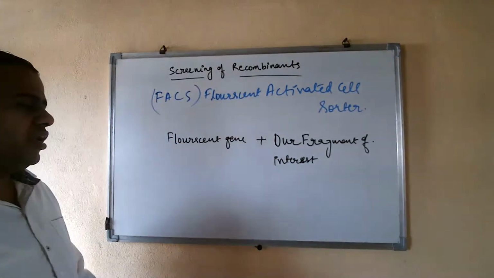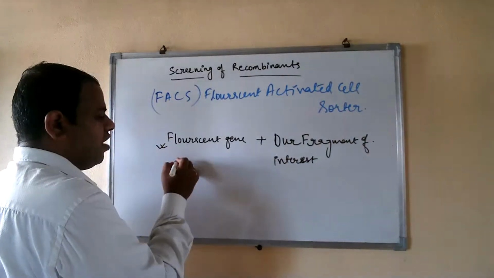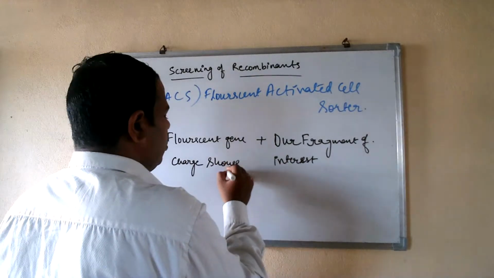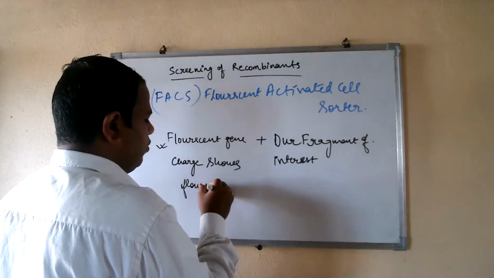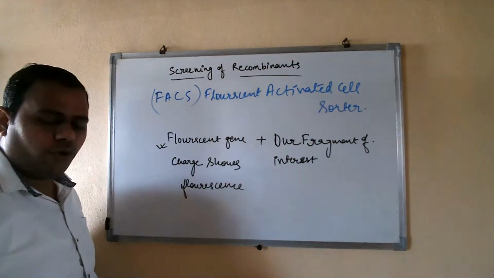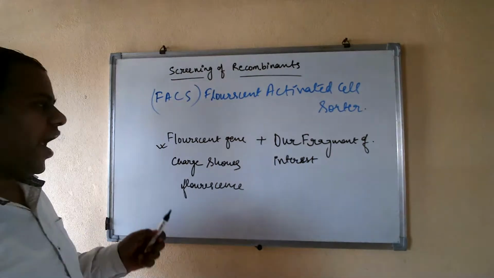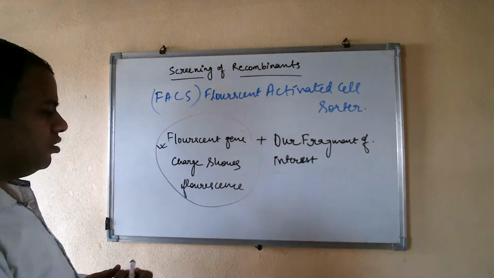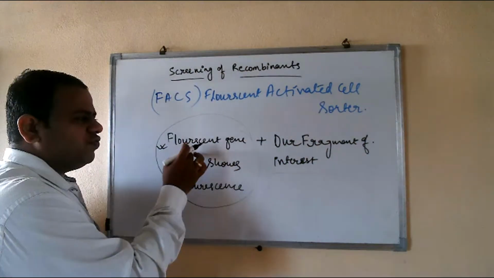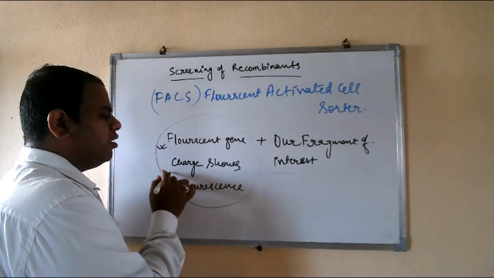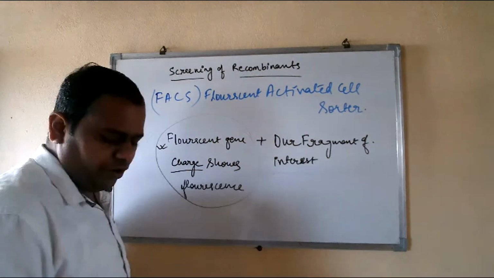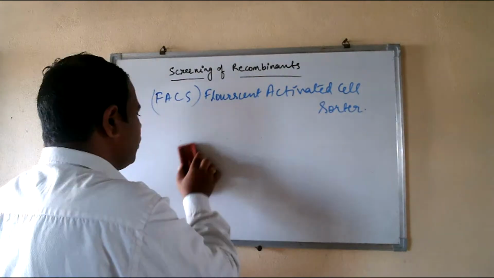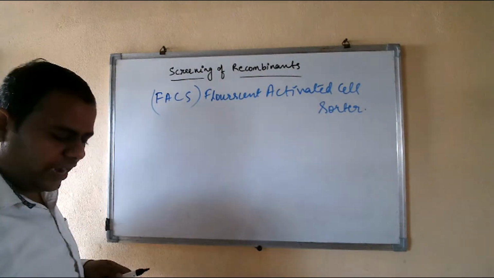This fluorescent gene has a certain charge and it shows fluorescence. We have added our fragment of interest along with this fluorescent gene. So the cells showing this fluorescence, or having a particular charge, will have our fragment of interest. So we are going to screen for such cells using a machine called a fluorescent activated cell sorter.